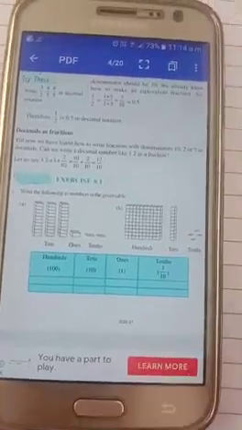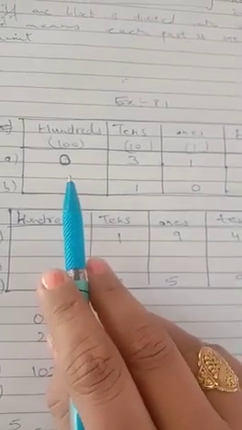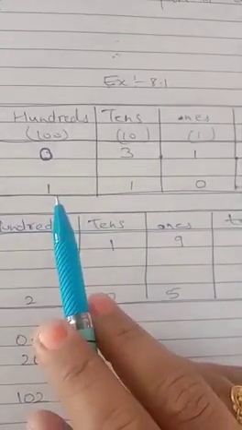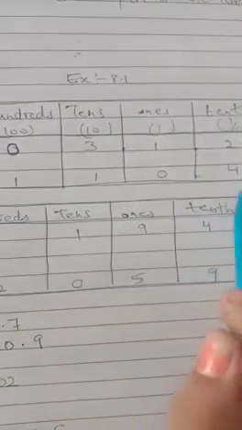That is, you can write the table like this: 0, 3, 1, 2. Similarly, for the second part, you can write 1, 1, 0, 4.